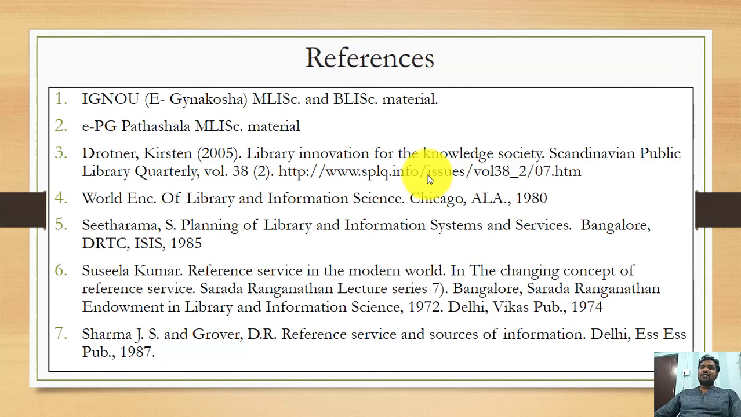These are a few of the references you may like to have and refer. IGNOU, eGyanKosh, MLIS and BLIS materials I have referred. EPG Pathshala, MLIS materials I have referred. Then Library Innovation of Knowledge Society by Kristin I have referred. Encyclopedia of Library and Information Science I have referred. Then the Planning of Library and Information Systems and Services by Sitaraman. Sushil Kumar's Reference Surveys in Modern World, and then the Sharma JS and Gover's Reference Surveys and Sources of Information by SS Publications, a few of them.